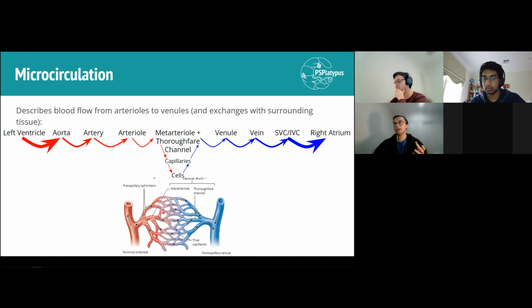And therefore, it'll allow you to either have more blood in the capillaries and therefore more blood in the tissue, or less blood in the capillaries and most of it just going straight through the thoroughfare channel and then ending up in the venous system again. So not basically doing anything there.